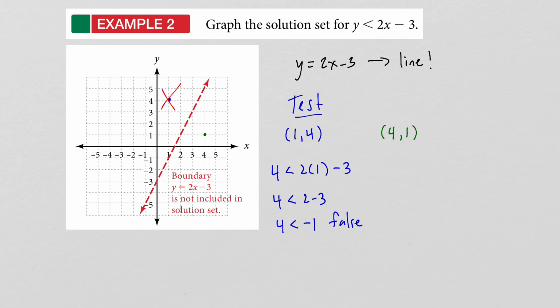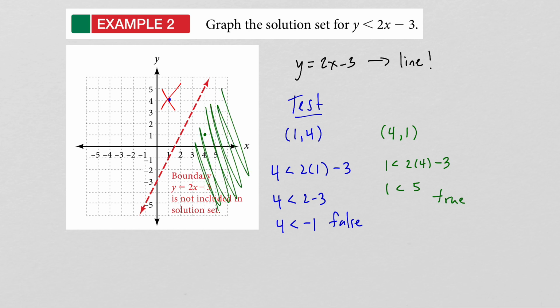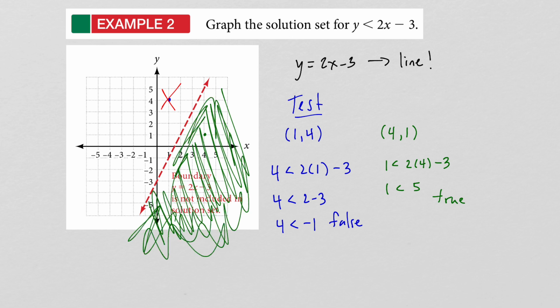So what we think right now then is we're not going to be shading above the line. We suspect that we're going to be shading below the line. But just to make sure, we'll go ahead and plug in the point (4, 1), which means x equals 4, y equals 1. And if we plug that in, we get 1 is less than 8 minus 3, which is 5. And this, of course, is true. So yes, indeed, we are going to shade all of the points below the line here. And as part of the solution, the line itself is not included, okay? So the solution set in this case is just the points that are below the line.